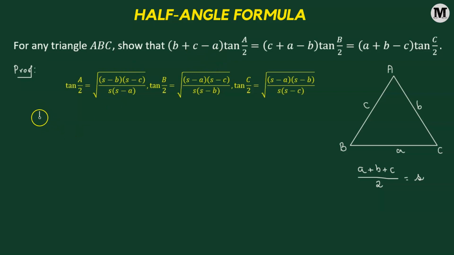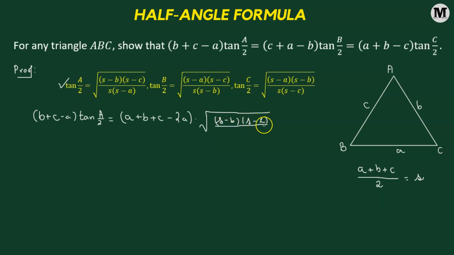So let's start with (b plus c minus a) multiplied by tangent of A over 2. This is going to be equal to, we'll rewrite b plus c minus a. We can rewrite it by adding a to it and then also subtracting a from it. This is going to give us negative 2a plus a plus b plus c, multiplied by tangent of A over 2. We'll use this formula: the square root of (s minus b) multiplied by (s minus c), whole divided by s multiplied by (s minus a).